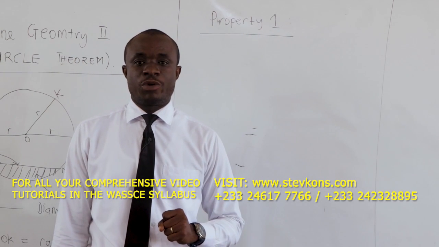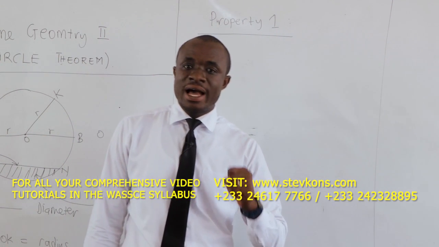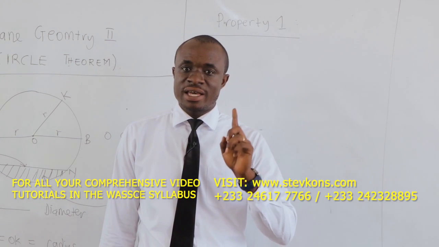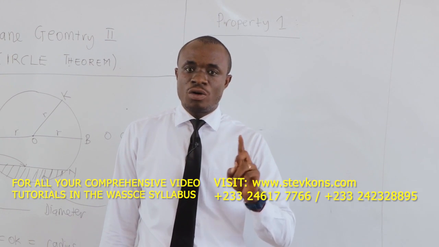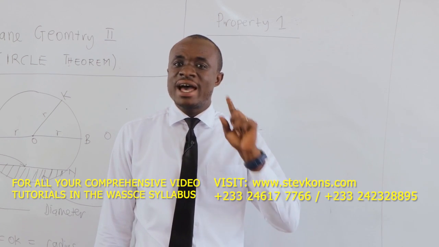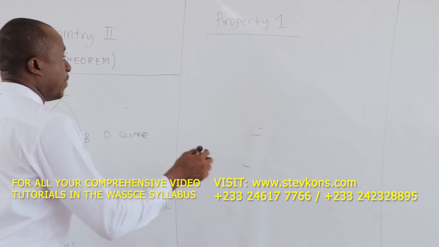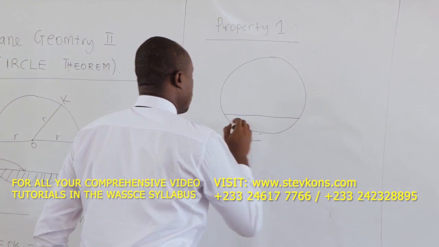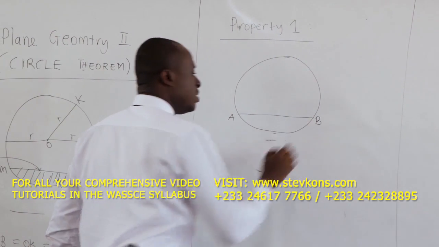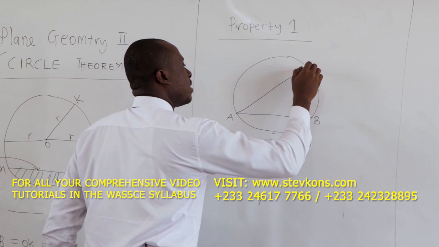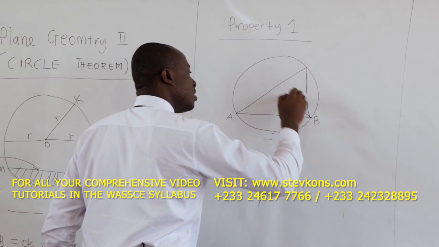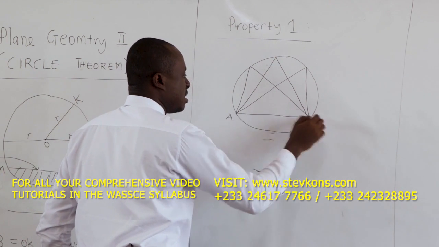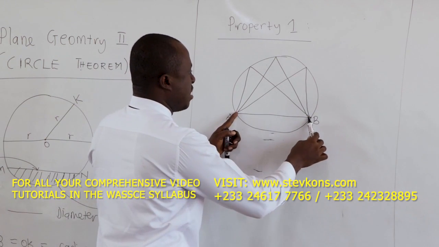Let's consider the first property. The first property says that the angles a chord subtends at the circumference in the same segment are equal, or they are the same. If we have a circle and a chord AB, the angles a chord subtends at the circumference in the same segment, you can see that they have a common chord AB.